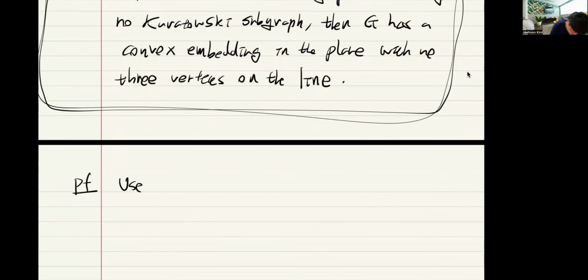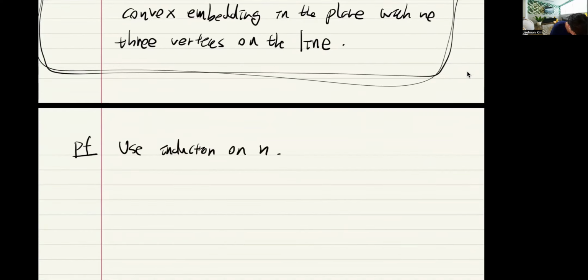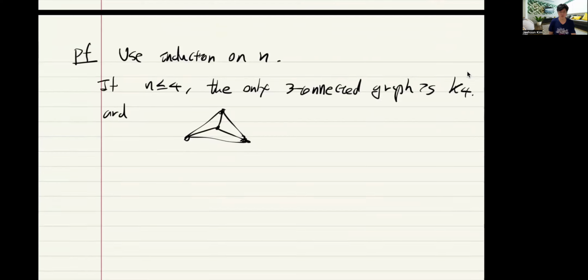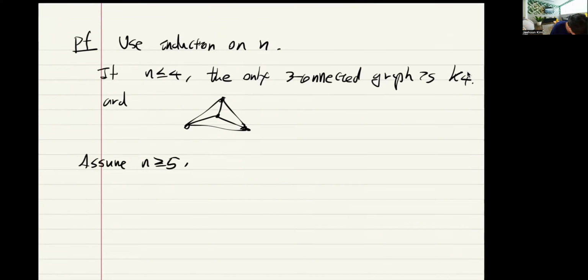So we use induction on n, the number of vertices. So base case, if n is at most 4, then the only 3 connected graph is K4, and K4 can be drawn this way. So this is exactly what we want. Every face is a convex polygon. So assume n is at least 5.